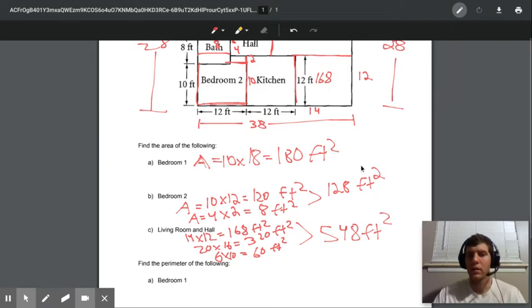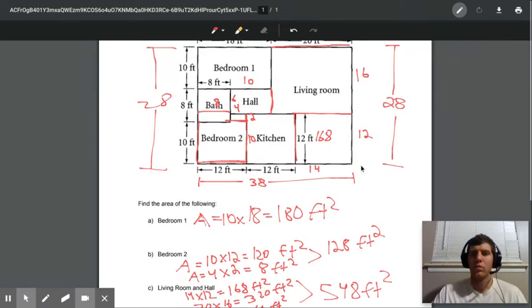Now we need to figure out the walls. There's a whole bunch of different walls. So the easiest way to do this is find the perimeter of each room and then multiply by the height of the ceiling, which is 10. All right, so you could find all the rooms here. For example, bedroom number 1 is 10 by 18. So 2 of the walls are 18 feet long.